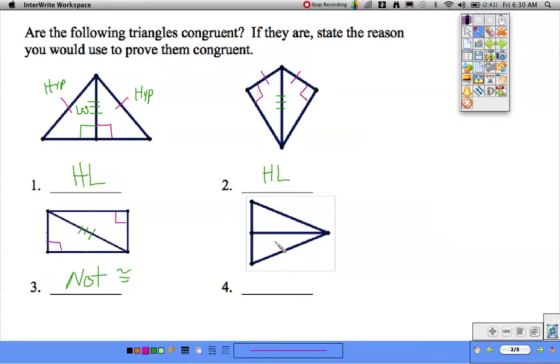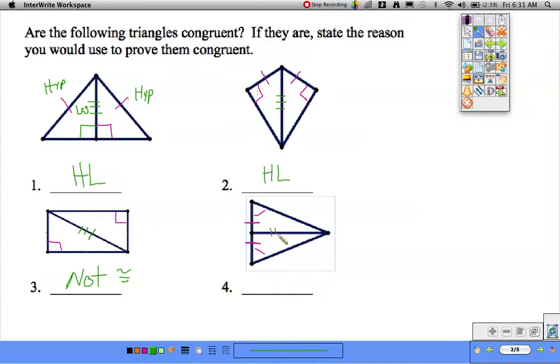Example number 4. I'm going to give you an angle in this corner, and an angle in this corner, and I'm going to give you these two sides. Are they congruent? Yes or no? Take 15 seconds to decide. Hopefully you said yes on this one, and let's make sure you said yes for the right reason.